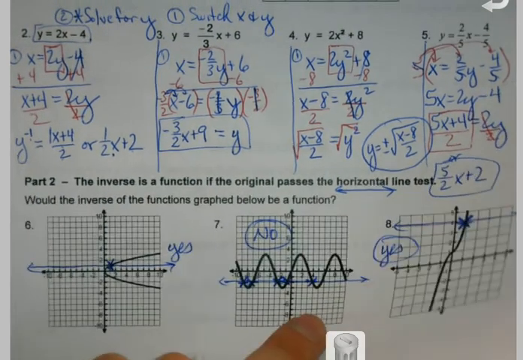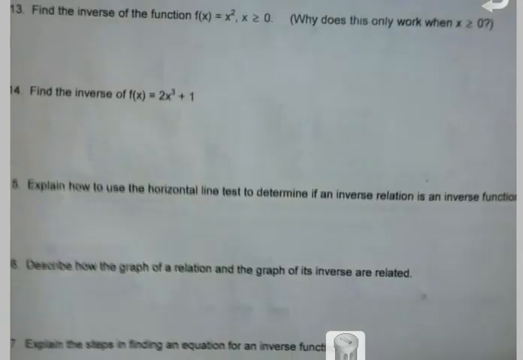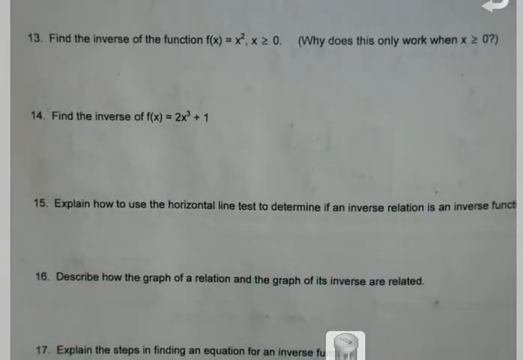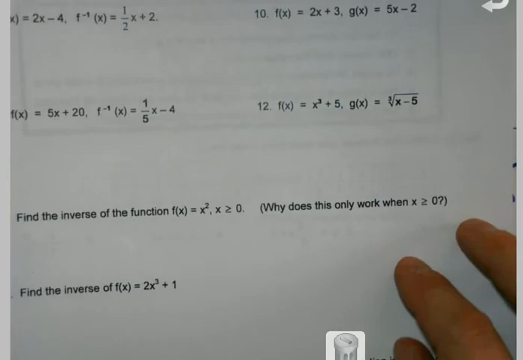All right, let's see what else we got here. Okay, now I need you to, let me grab one thing here. I didn't have a back page on mine.